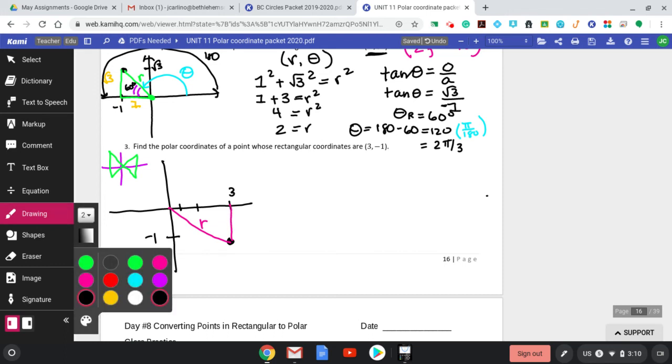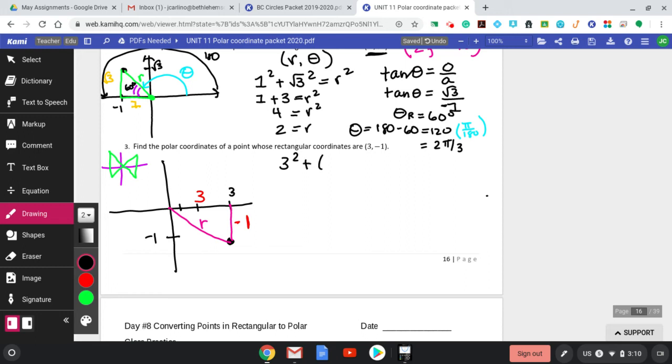So I'm going to actually draw it up like this. Label your two sides that you know. I got this side 3, this side's 1, but it's negative, right? Because it's going down. All right, here we go, kids. Let's find the r value. 3 squared plus (-1) squared equals r squared. 9 plus 1 equals r squared. 10 equals r squared. So the r value for this one is going to be the square root of 10, and I'm going to leave it like that.